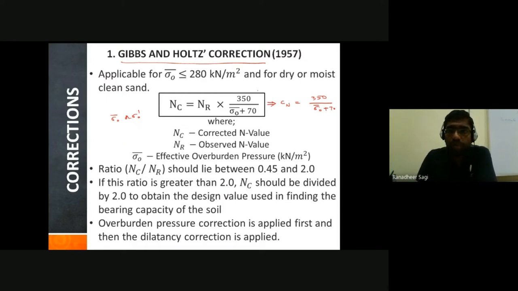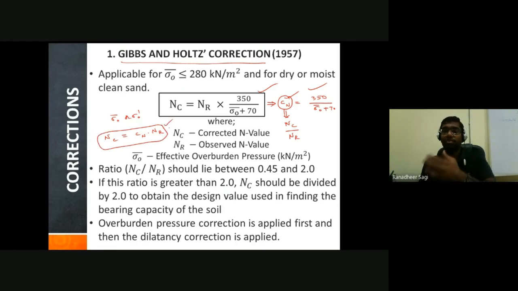If you compare this expression, what does this Cn indicate? Cn indicates my correction factor. This Cn is otherwise also represented as the ratio of Nc by Nr. What does that Cn mean? It is your correction factor. Once the correction factor is calculated, the corrected N value is the correction factor multiplied by the N value determined from your SPT test. This is how we calculate the corrected SPT N value once the correction factor Cn is known.